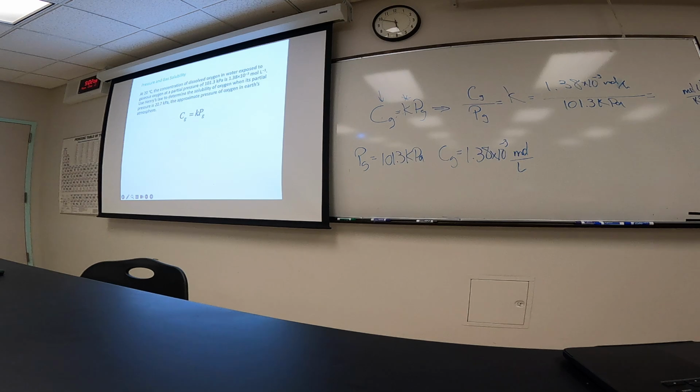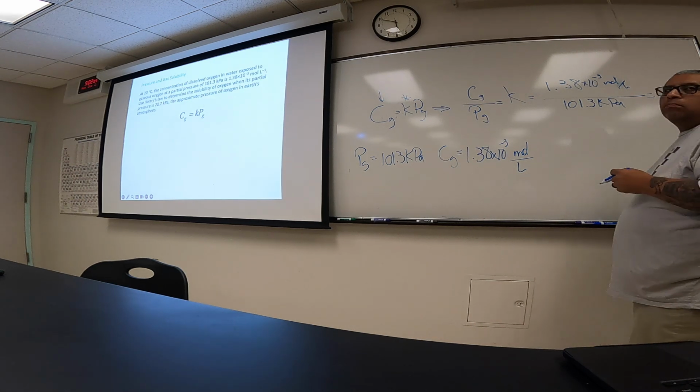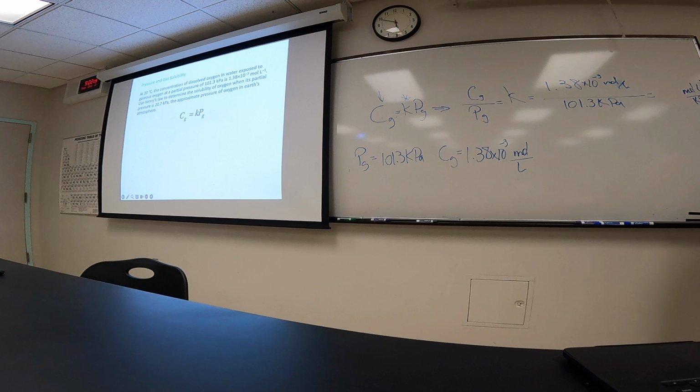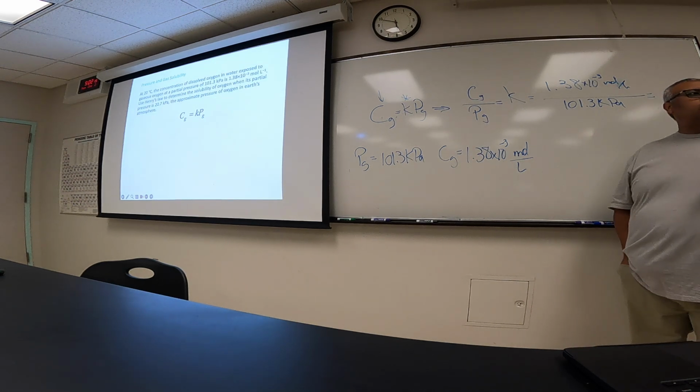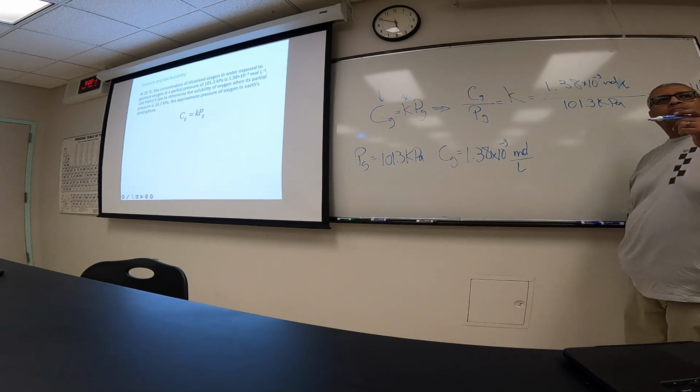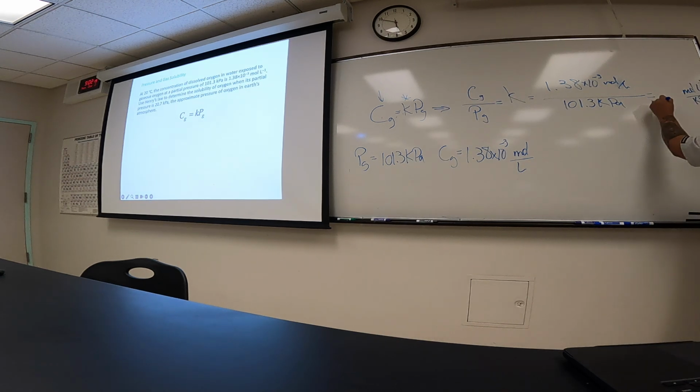We have a value? Should be a relatively small value. We have 1.36 times 10 to the minus 5. So 1.36 times 10 to the minus 5 moles per liter per kilopascal.